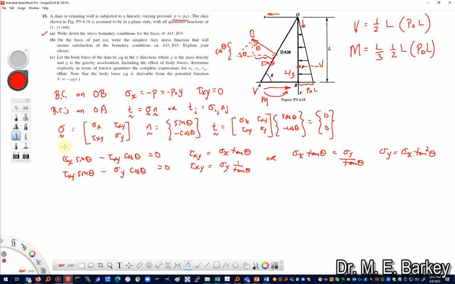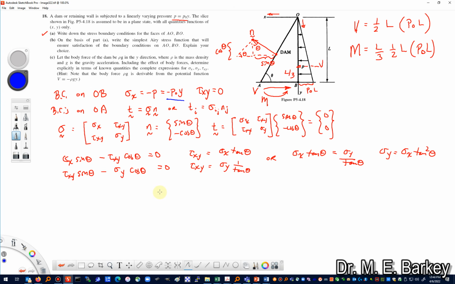Okay, now this is where it gets a little complicated, and we'll work through it. On the basis of part A, write the simplest Airy stress function that will ensure satisfaction of the boundary conditions on OA and OB. Explain your choice. Alright, so here's where we need to think about what we've done so far. It says here that sigma x is a function of y.